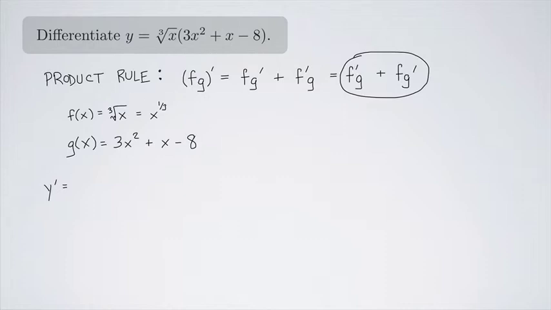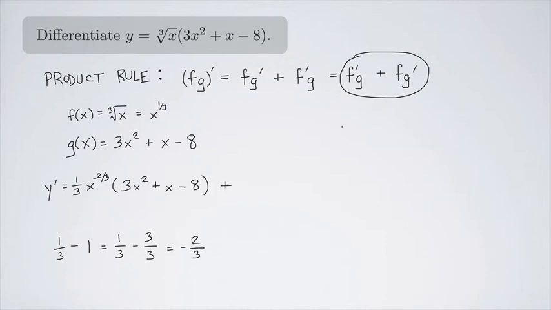So first I'm going to take the derivative of f. So that means I bring down the 1/3, and then I want to subtract 1 from the power up here. So I want to do 1/3 minus 1. Well, that's the same thing as 1/3 minus 3/3. And 1 minus 3, that's negative 2, so this is negative 2/3. So that's my power up here, negative 2/3. And then I multiply that times g, so just leave g alone, 3x squared plus x minus 8.